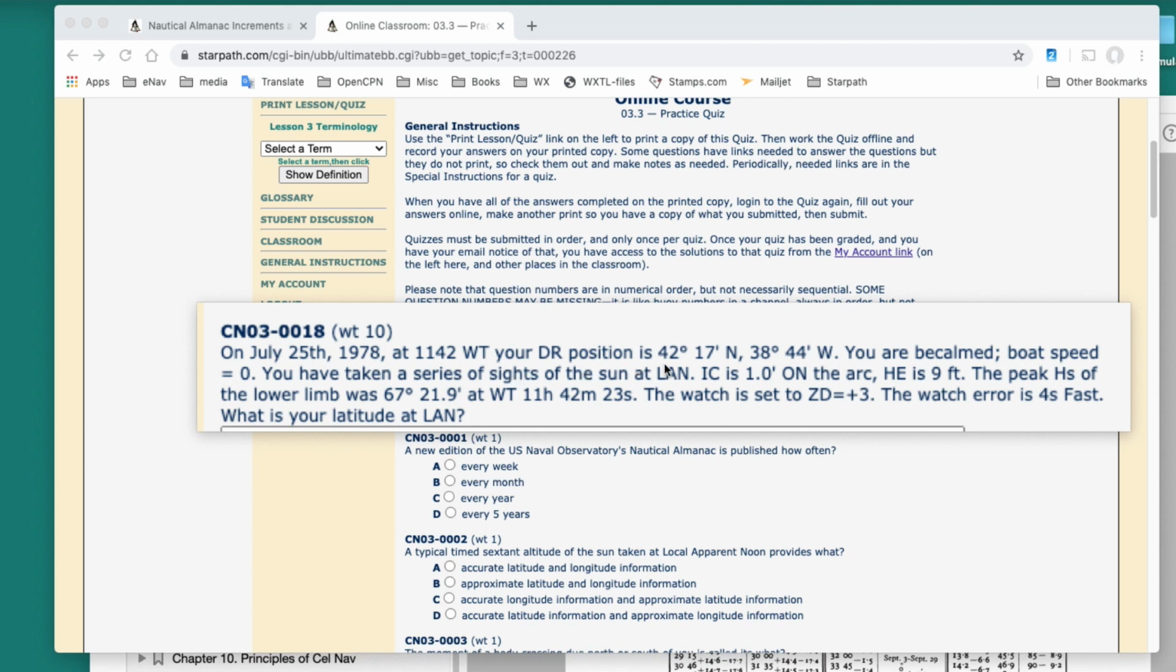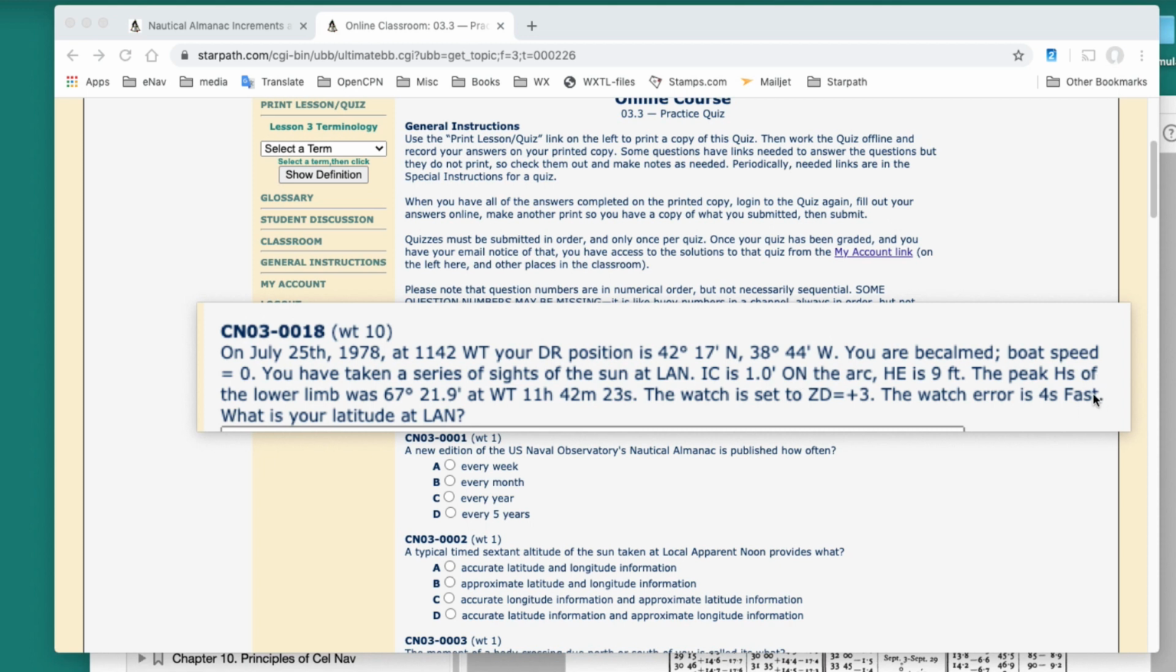So we take a series of sights, and we get the peak height of the sun. Then there's the index correction, how the mirrors were lined up, measured against a horizon or some other way, and we got 1.1 minutes on the arc, on the scale. The height of our eye above the water is 9 feet, and the peak height of the sextant was 67°21.9'. The watch is set to zone plus 3, and the watch error is 4 seconds fast. That still doesn't matter much here, but anyway, we've got that information.